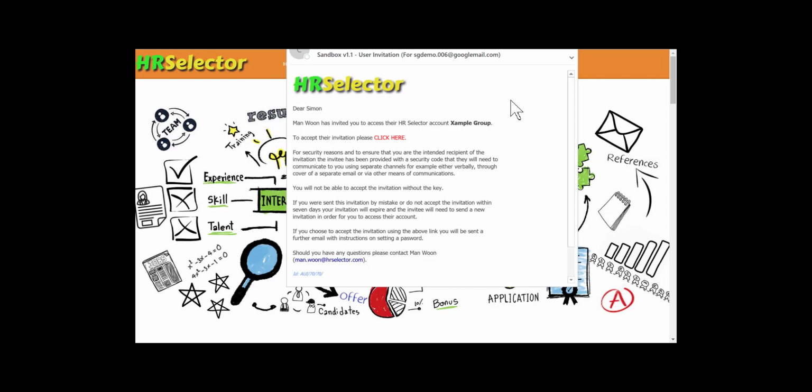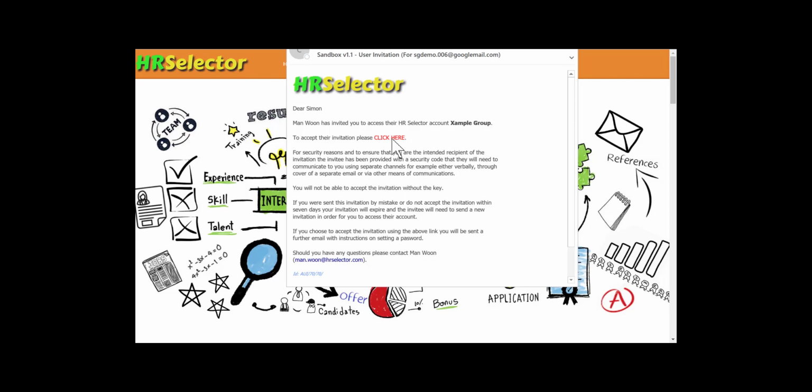External users can be invited to join an organization's HR Selector account by an account administrator. Examples of an external user might be a human resources or recruitment consultant. When an external user has been assigned to an account, they will receive an email invitation from an administrator containing registration instructions.